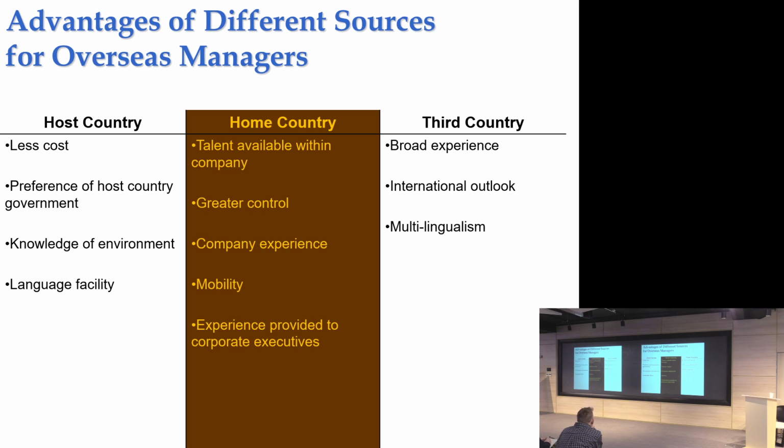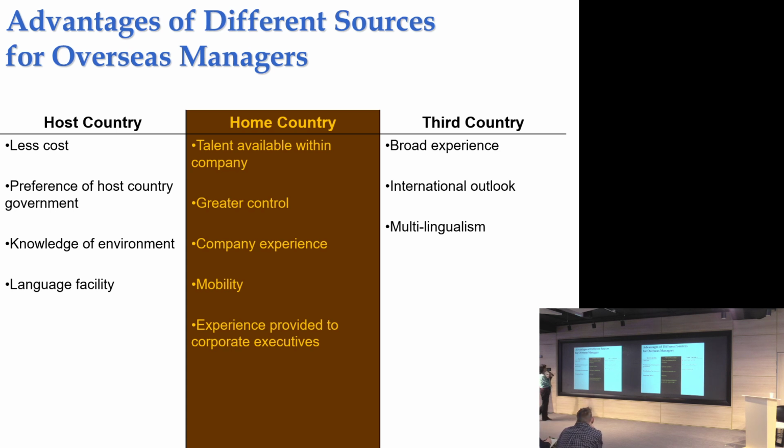So the host country will then be Germany. I'm going to go with them because they cost less. If there is a preference of the host country government, which means if you are employing local people, there is more likelihood that the local government will embrace your presence there because you're increasing employment. They will know the environment, the local laws, and the local language.